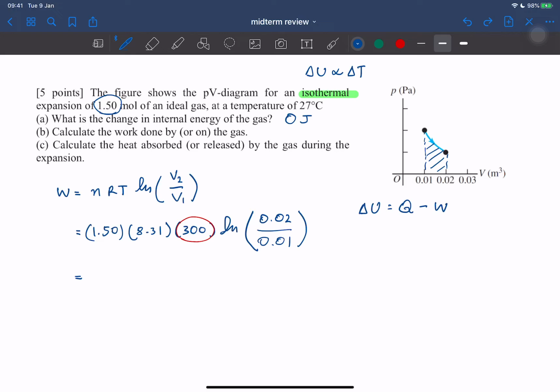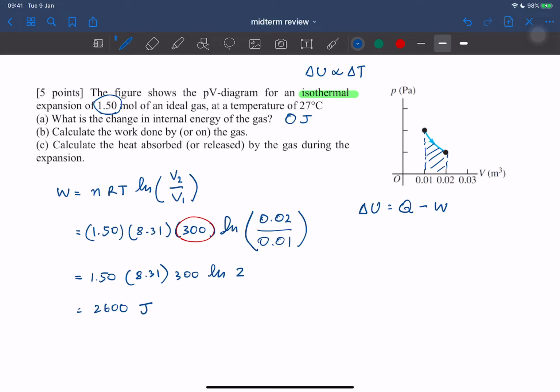Okay, so now we can continue. So we're gonna have 1.5 times 8.31 times 300 times log of just 2, right? Because 0.02 divided by 0.01 is just 2. So calculating everything, you get about 2600 joules. So this is the work done.